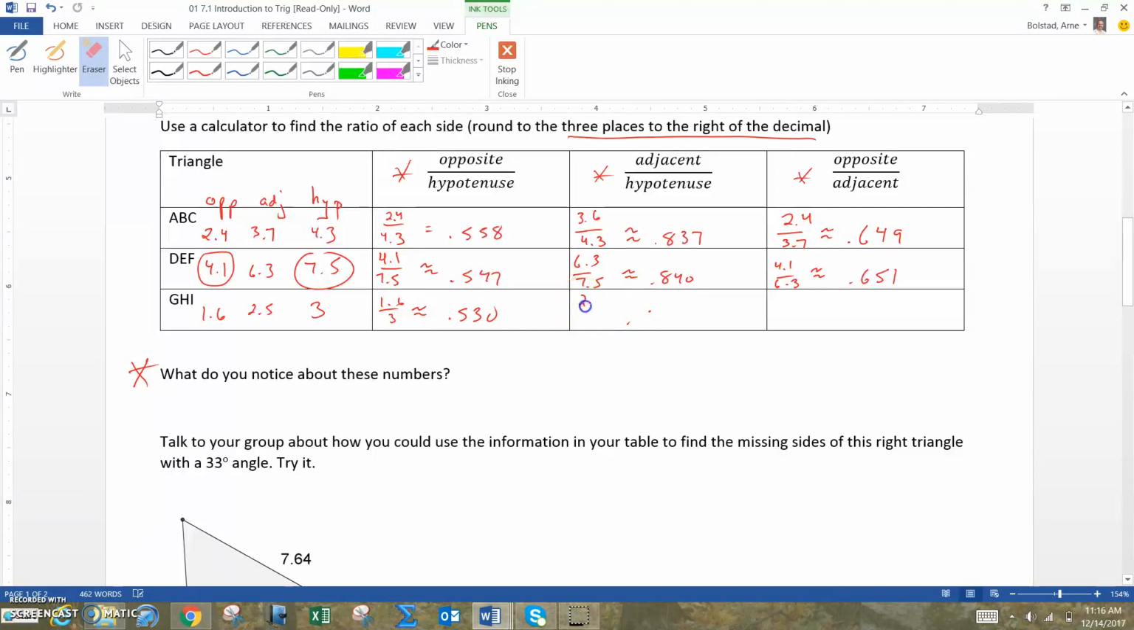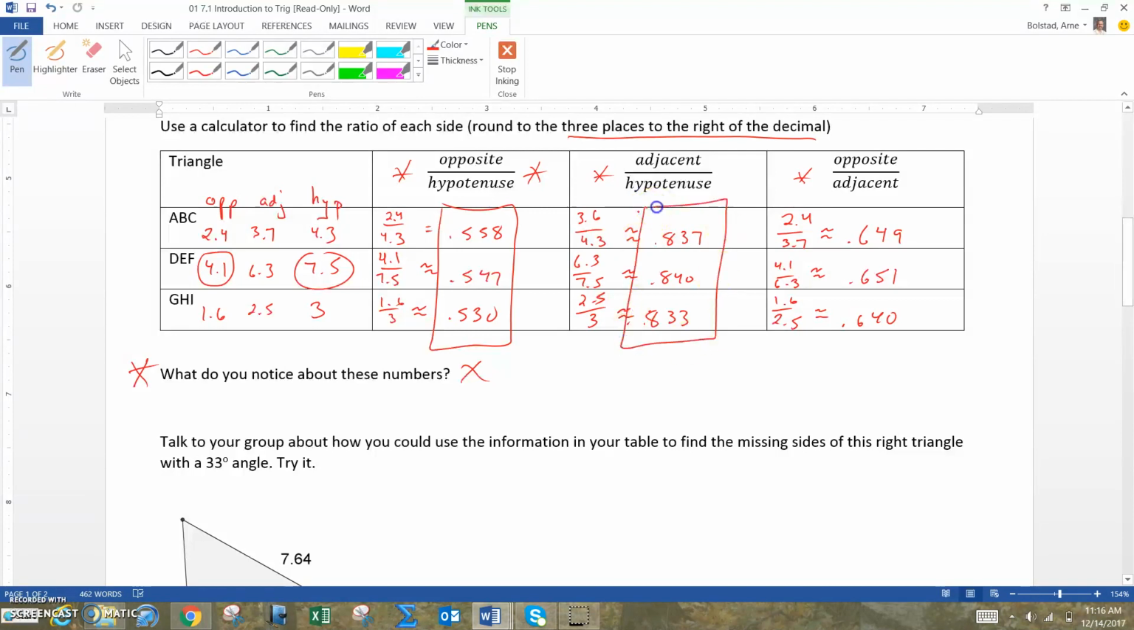And call it 2.5 divided by 3, which gives us approximately 0.833. And 1.6 over 2.5, again, somewhere in that 0.6 range, 0.640 in this case. And then what are we noticing? Well, the hope is that we notice that those three ratios, all the opposite to hypotenuse, are pretty darn close to the same. And with our measurement error, they would probably be the same thing if we had accurate tools.